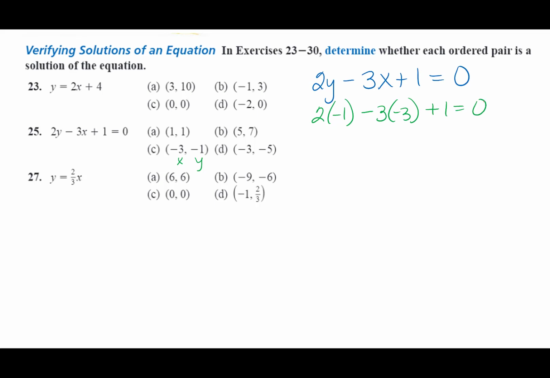Again, we'll do order of operations. 2 times -1 is -2. For the 3, we can do -3 times -3 to get a positive 9, plus 1 equals 0. We'll still combine this left to right. -2 plus 9 is 7, and 7 plus 1 is 8. And does 8 equal 0? No way. And so letter C is not a solution to this equation.